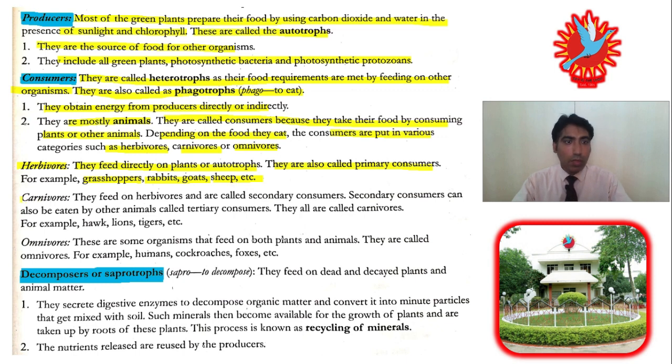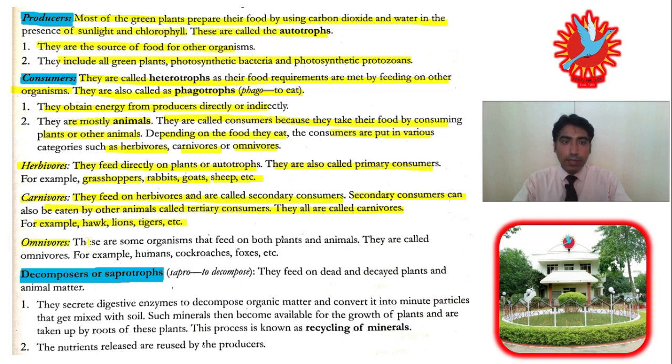Carnivores. What are carnivores? They feed on the herbivores and thus they are called the secondary consumers. So consumers that eat the primary consumers are known as secondary consumers. Secondary consumers can also be eaten by other animals called the tertiary consumers. They are called the carnivorous animals. For examples, a hawk, lion, tiger, etc.